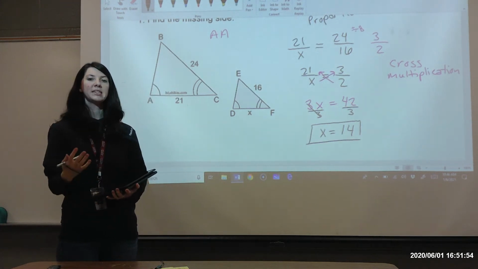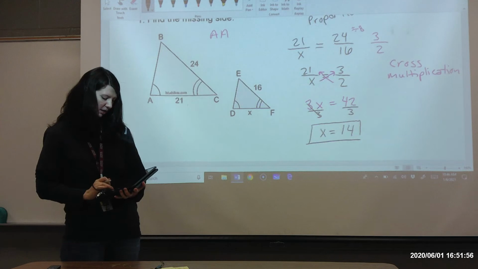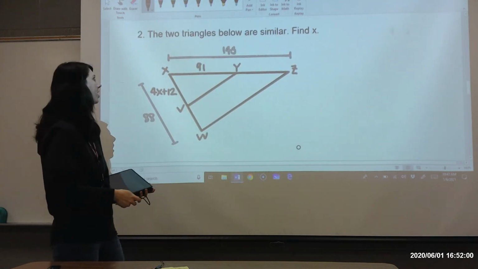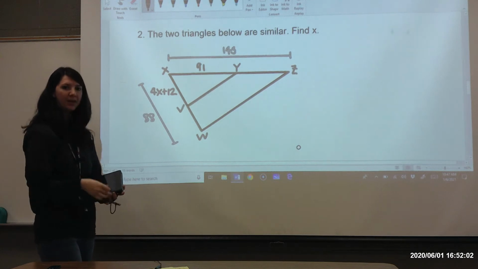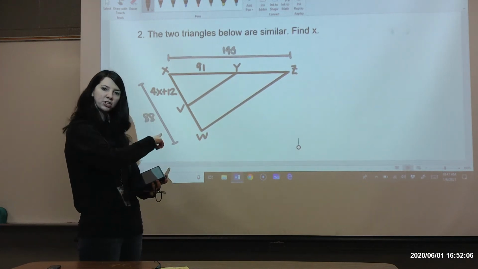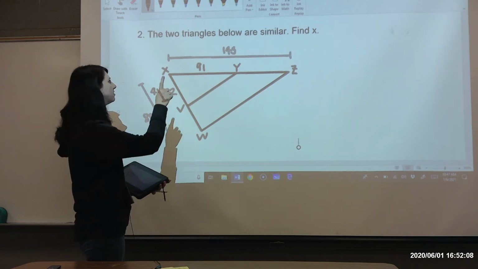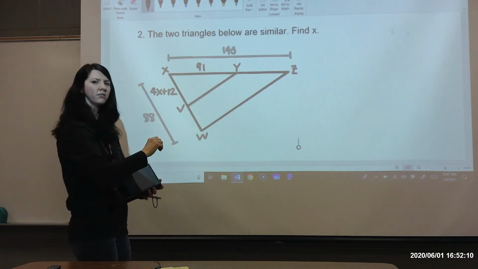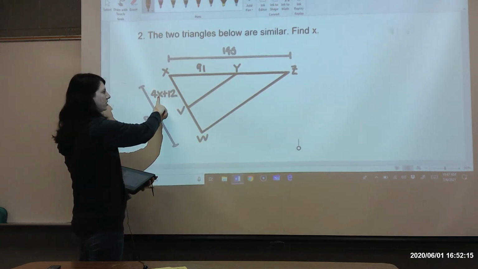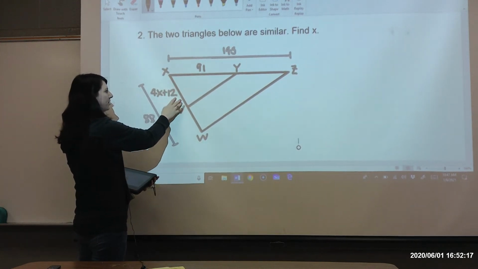That was just a basic idea of what the process is. Let's look at a more complicated problem. The two triangles below are similar. In this case, I went ahead and told you they're similar. Sometimes you'll have to check, sometimes it'll already tell you. It says to find x. So we're not looking for a specific side measure, we're looking for a number inside of a side measure. I want to know what x is, not what the side is.